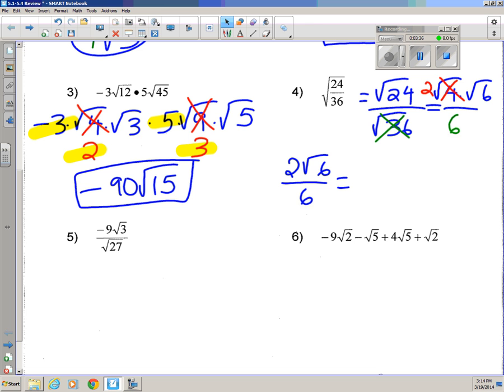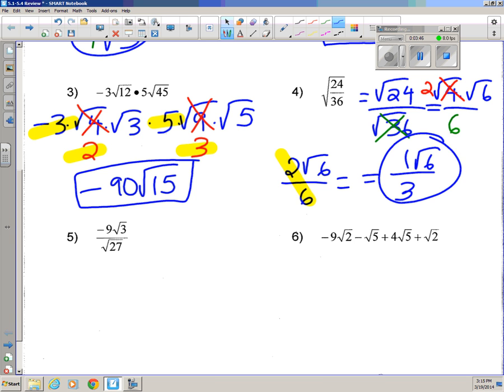But remember, you're allowed to simplify things that are both in or both out of square roots. Well, the 2 and the 6 both out of the square root becomes 1/3 with my radical 6 in the top. The 1 on the outside of root 6 is not necessary. It's not wrong either.